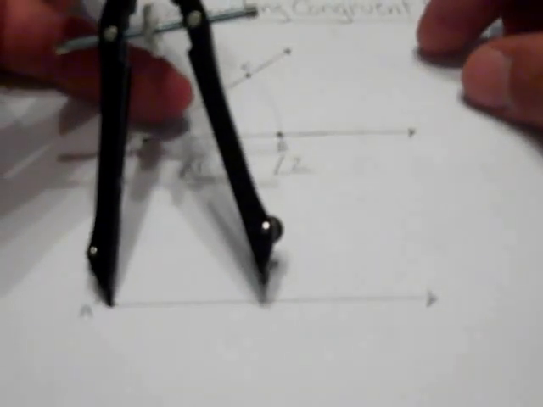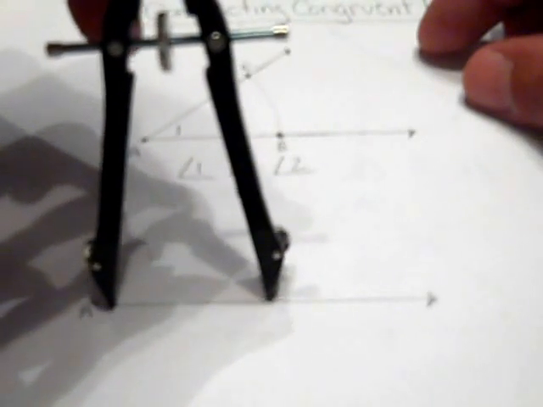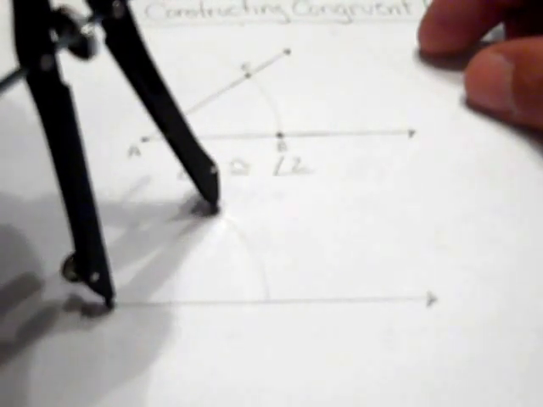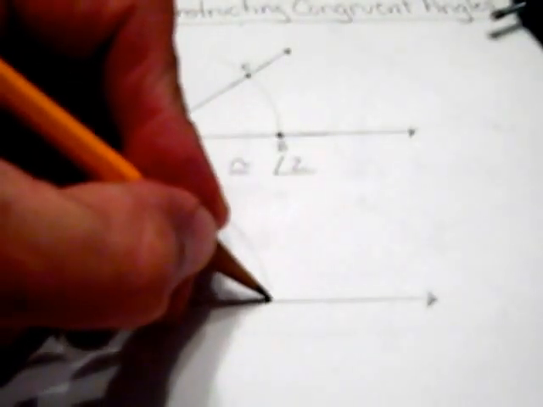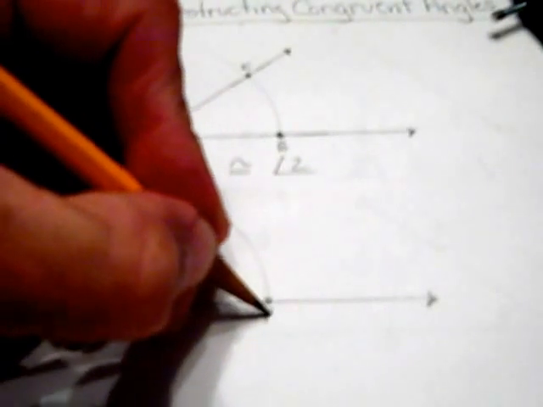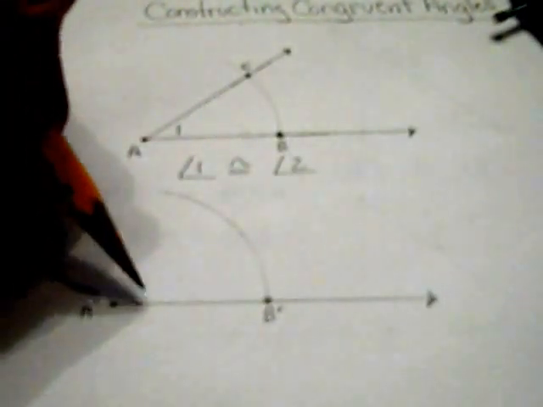So now we have angle CAB, and now we're going to come over to here, to our second ray, and we're going to do the same arc without moving our compass. We're just going to do the same arc, and we're going to call this point B prime. So now we have ray A prime, B prime.